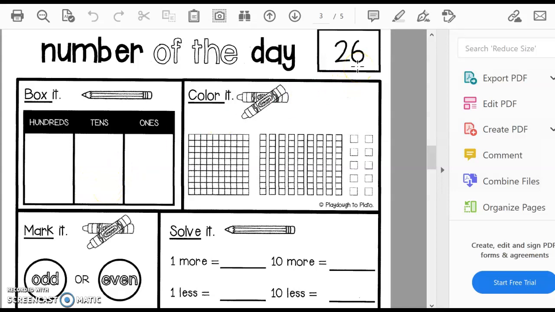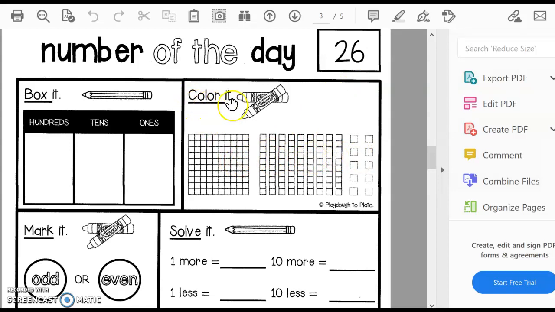Then you go to this number here, the ones column. How many ones does this number have? 6 ones. So you write the number 6 in the ones column. And that's showing place value for this number. All right, here is another different way to show the place value.